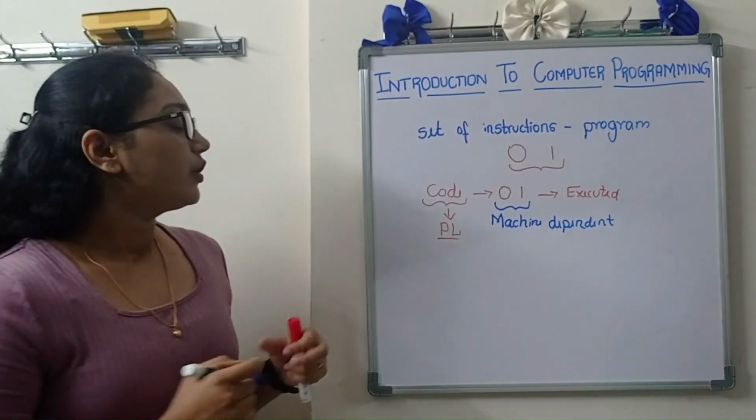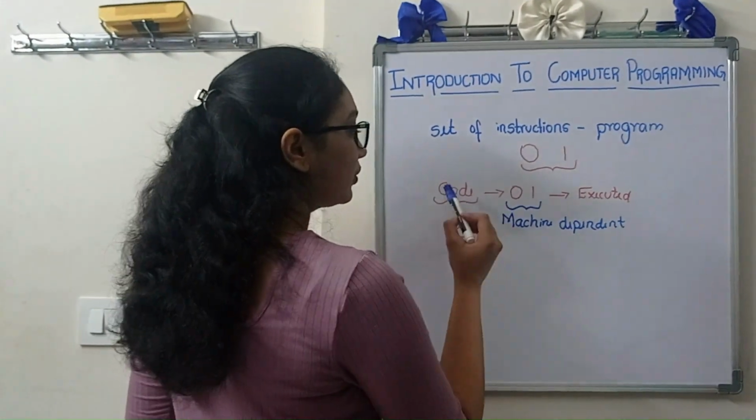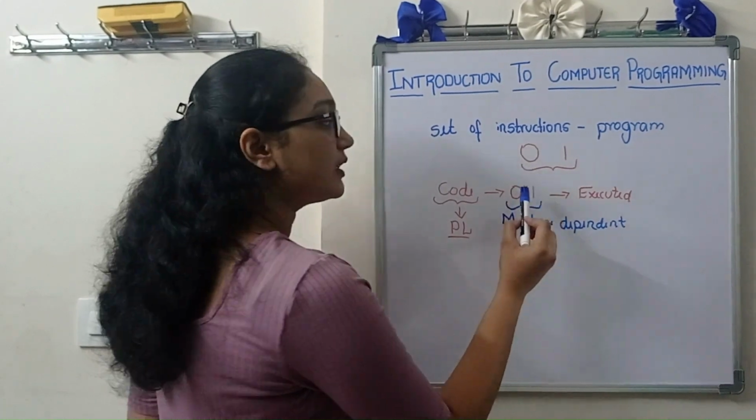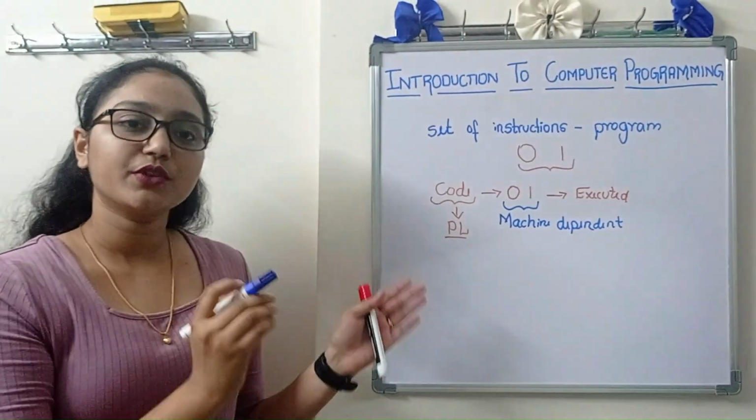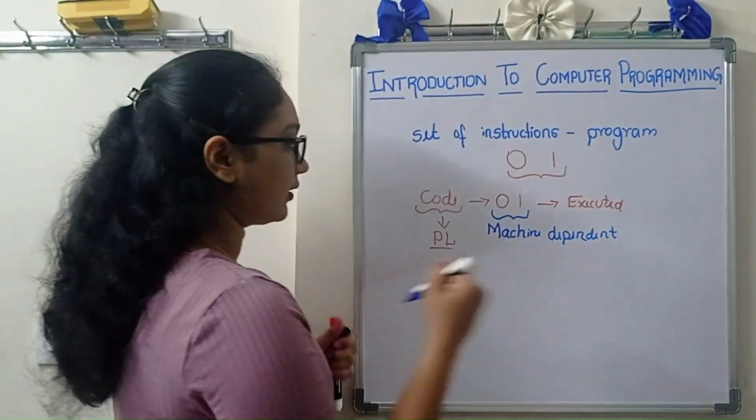So now this code should be executed. Before that, the code should be converted into the 0 and 1 form, which is the machine understandable form. To do that, we require a compiler.